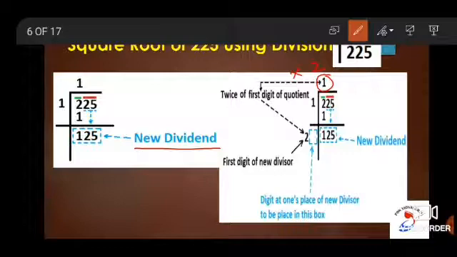In the next step, you have to place some number here, that is a box given in the blue color. What number you are going to place in this blue color box, the same number you have to place on the top. That number will be the second digit of the quotient. So let us see.